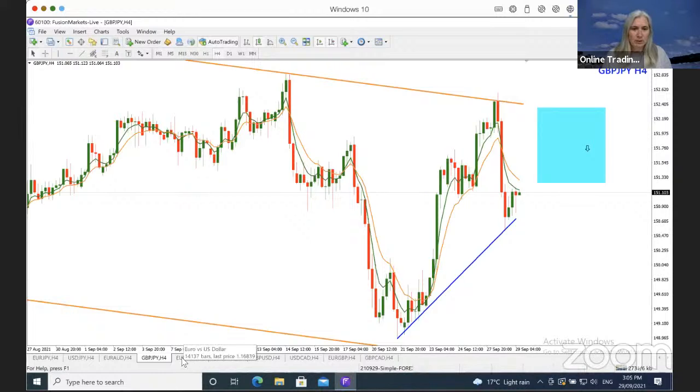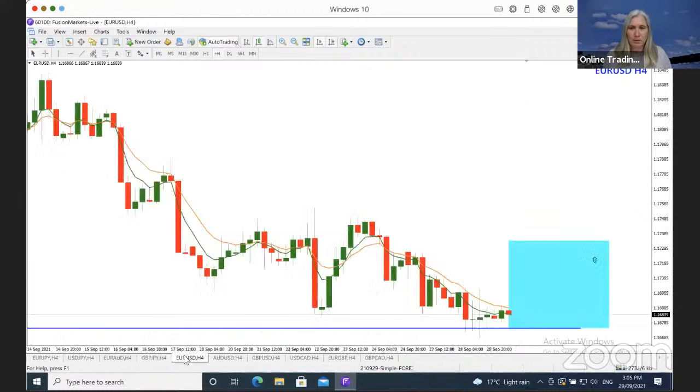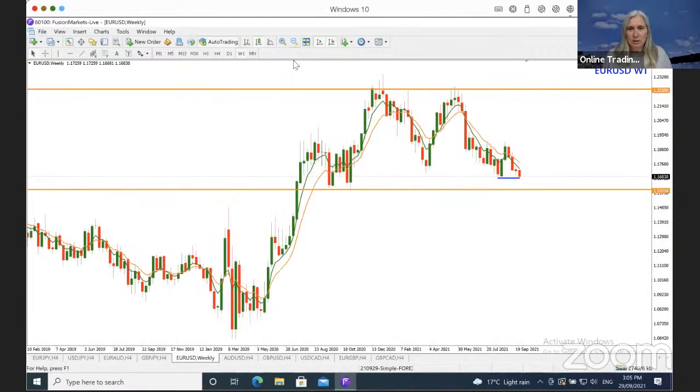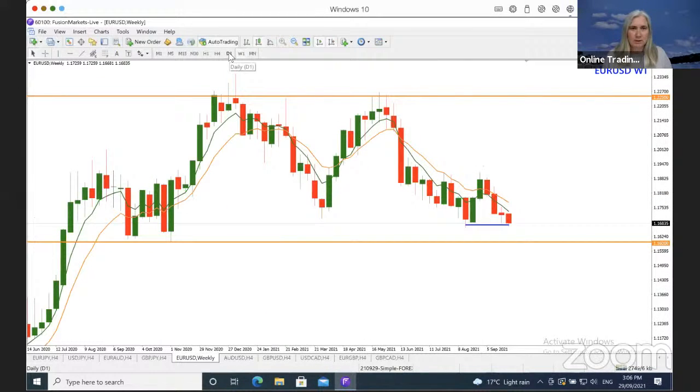Next currency pair I'm looking at is Euro AUD. On Euro AUD, I'm looking for long. On the weekly, this is in a ranging band. And so I'm looking for any long reversals off the bottom of that sideways channel, the ranging market.